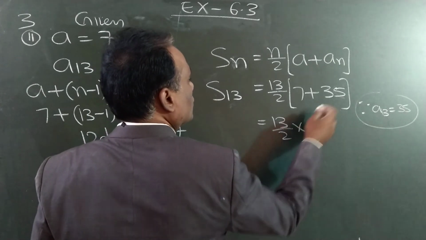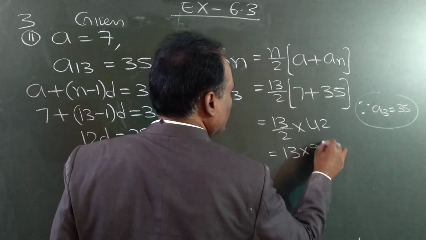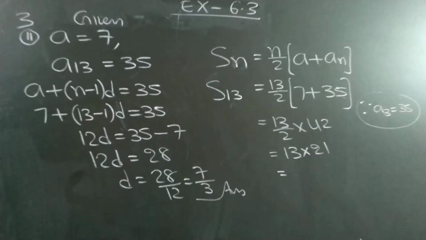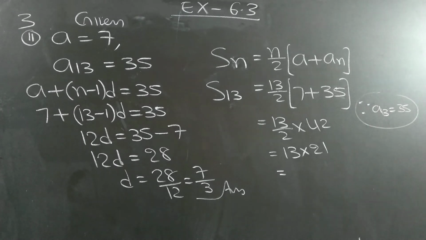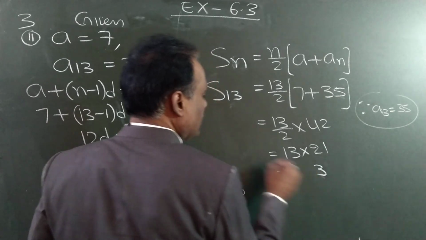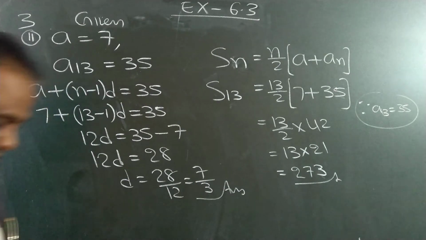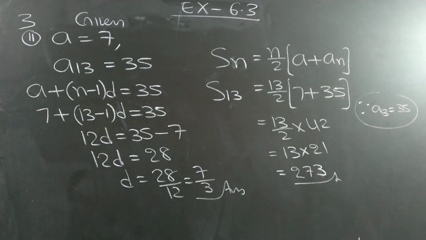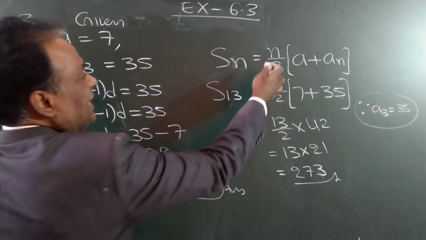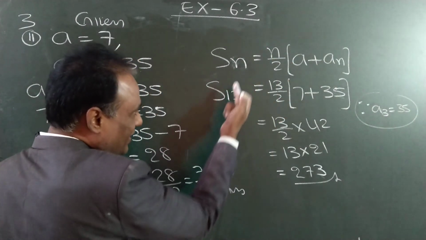13 by 2 into 35 plus 7, which is 42. So 13 into 42 by 2 is 21, and multiplying, that is your second answer, 273. Write it down, students. n is equal to 13. Why is n equal to 13? Because S13 is asked, n is equal to 13 automatically.